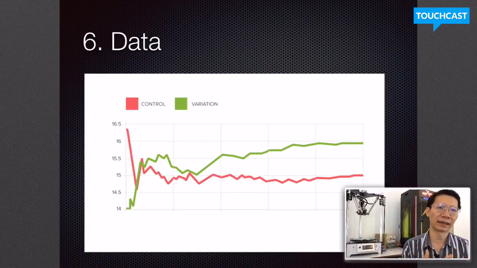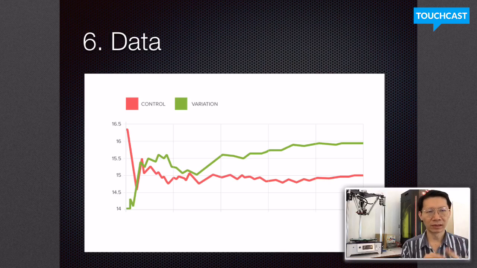You collect the data. It's called measurement, and you measure that. When you use a control and variation, for example, you may measure the strength of those. Which one is better? The variation one should be better, right? As you design a new one. So this is one example.